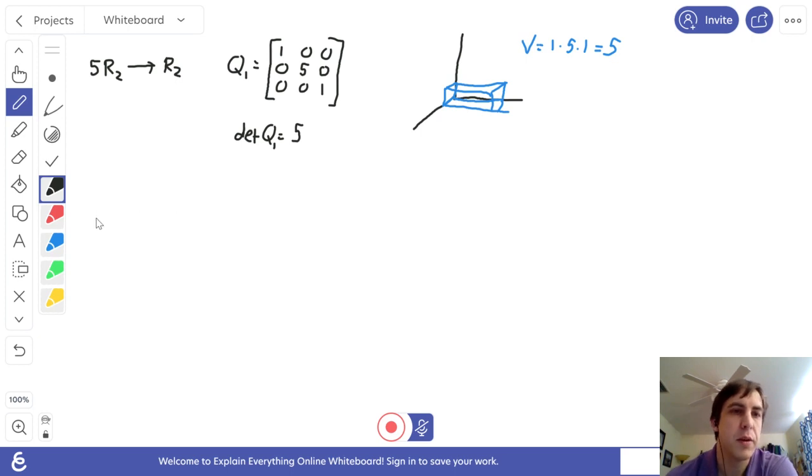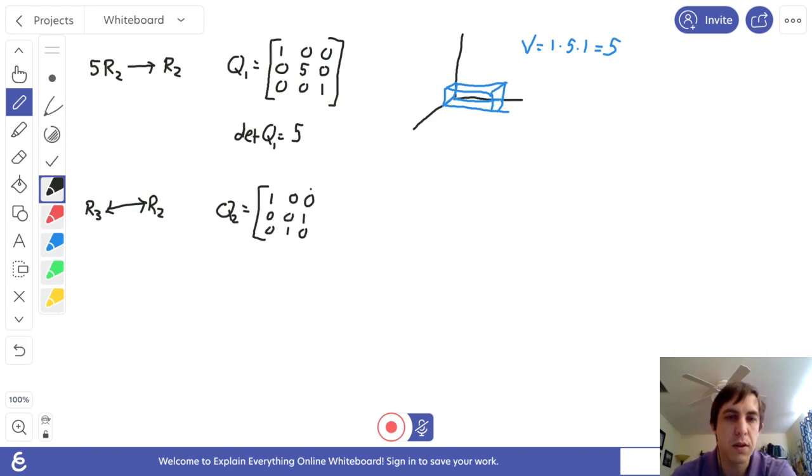The second kind of row operation we had was swapping some rows. So for example, maybe we'll swap the second and third row of a matrix, which I'll denote like this. And if we want to write down the matrix we multiply by to do this, once again, we'll do the row operations to the identity matrix. So we'll leave the first row of the identity matrix alone, and then we'll swap the second and third rows. So I put the third row in the second row, and vice versa.